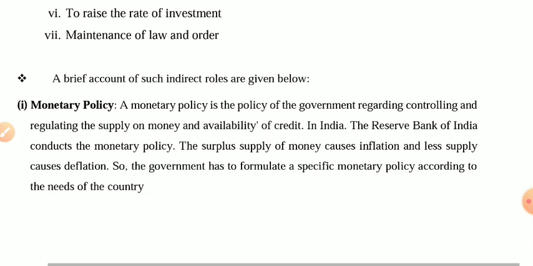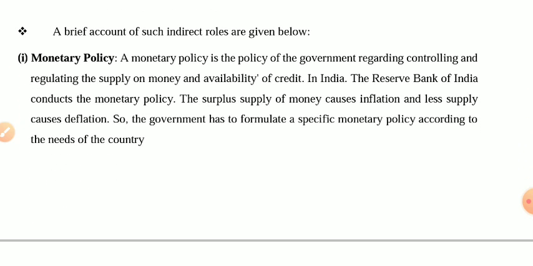Now there are certain indirect roles played by the government, where government is indirectly part of the system. First is monetary policy. All the monetary policies are performed by the RBI, and government plays a major role while discussing the monetary policy or formulating the policies with the RBI.